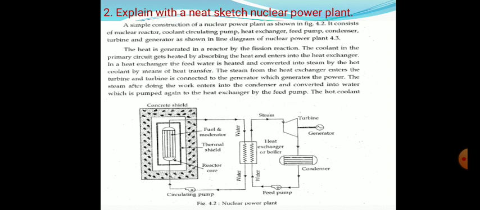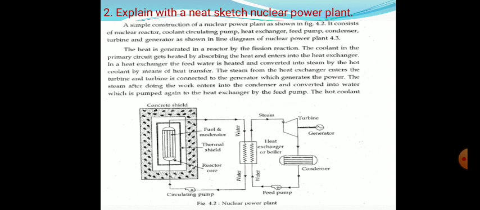Next question: explain with a neat sketch a nuclear power plant. A simple construction of a nuclear power plant is as shown in the figure. It consists of a nuclear reactor, coolant, circulating pump, heat exchanger, feed pump, condenser, turbine and generator, as shown in the line diagram of the nuclear power plant.